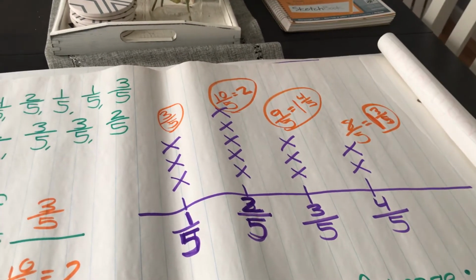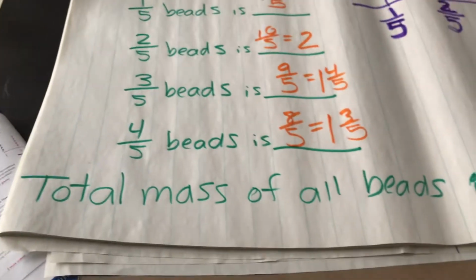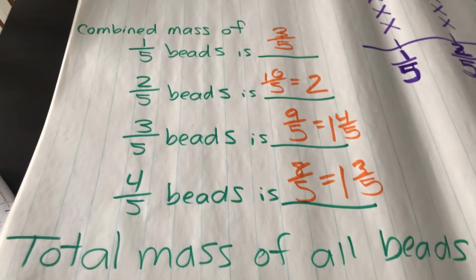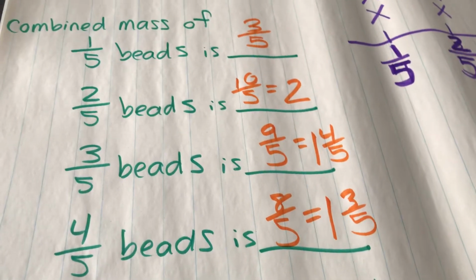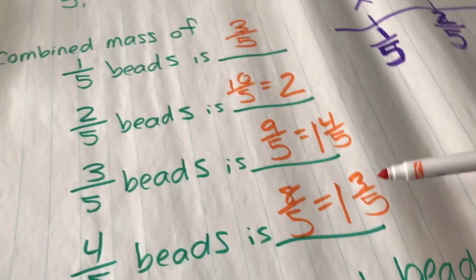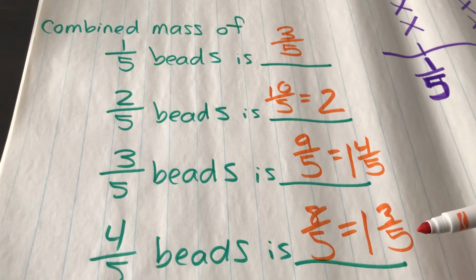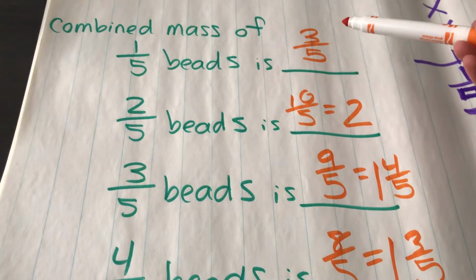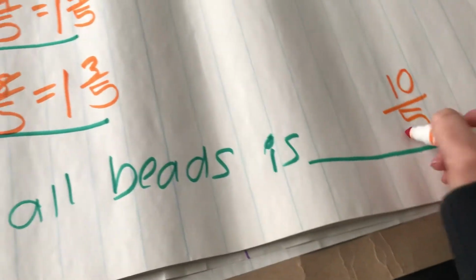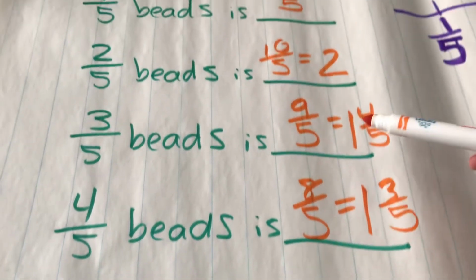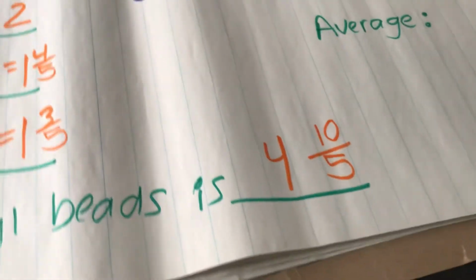In order to figure out the average of something, I need to figure out the total. So I have to figure out the total mass of all these beads. In order to figure out the total mass of all these beads, I need to add up all of these numbers together. So I'm going to first start with my fractions. 3/5 plus 4/5 is 7/5, plus 3/5, 7/5, 8/5, 9/5, 10/5. So I get 10/5 as a fraction. And then I add up my whole numbers. 1, 2, 3, 4. So you should get 4 and 10/5 as your total mass.